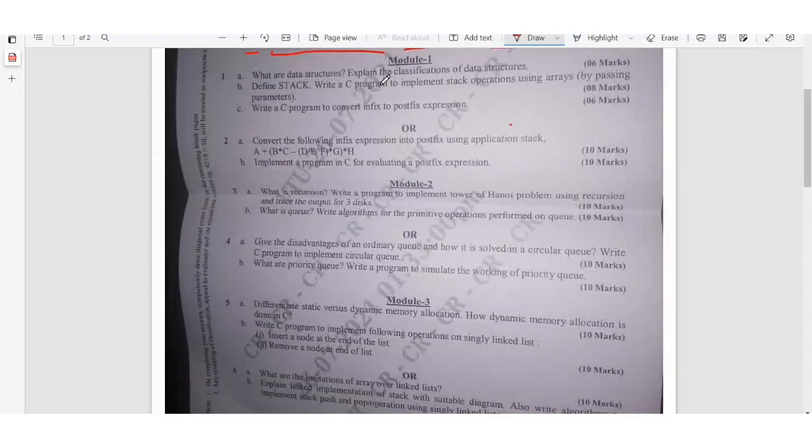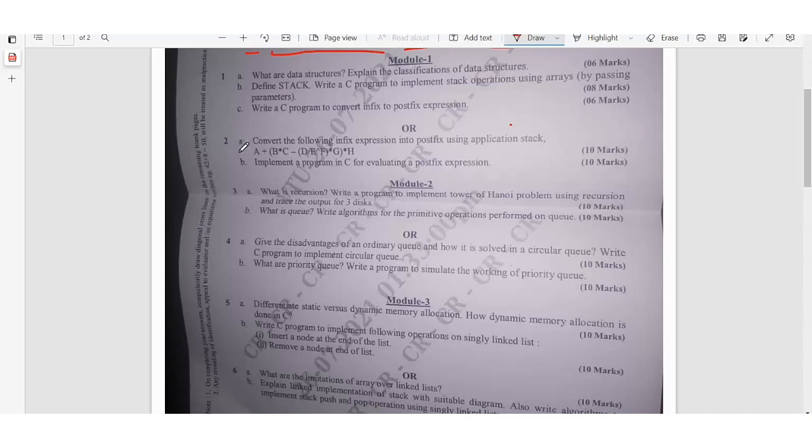Okay, module 1. What are data structures? Explain the classification of data structures. Question 1B, define stack, write a C program to implement stack operations using arrays by passing parameters. Then 1C, write a C program to convert an infix to postfix expression. And the marks are like this, 6, 8, and then 6. When you calculate this, it is 20 marks.